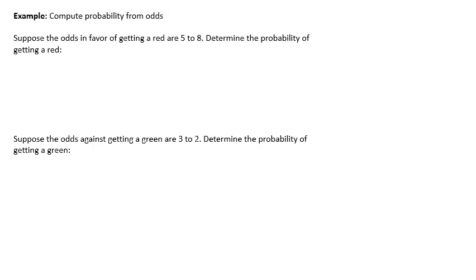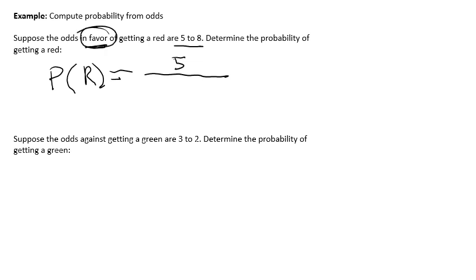Okay, in this problem, we want to compute probabilities from the given odds. We are told that the odds in favor of getting a red are 5 to 8. We want to determine the probability of getting red. Well, probability of getting red is how many ways can you get a red? How many ways can we get red? 5, right? Since this is odds in favor.